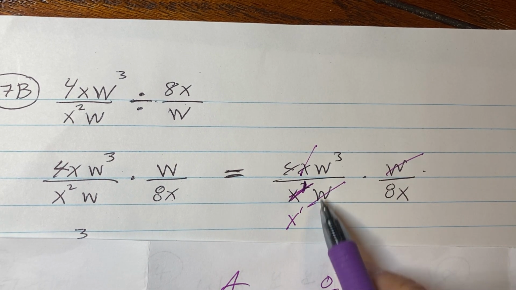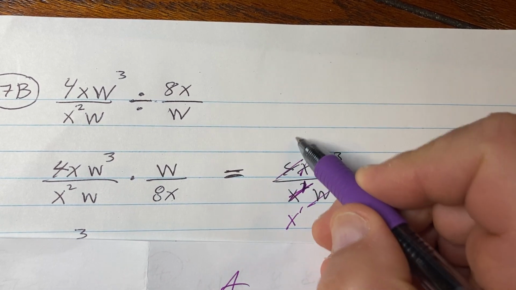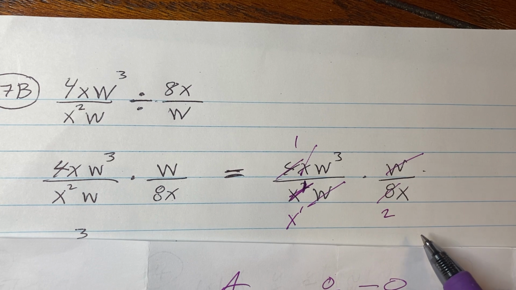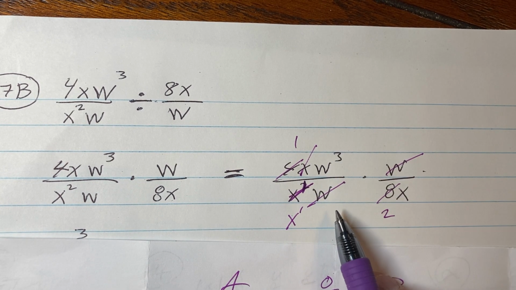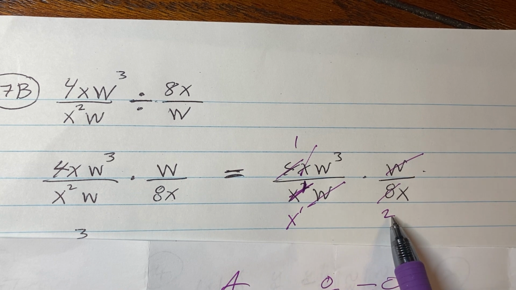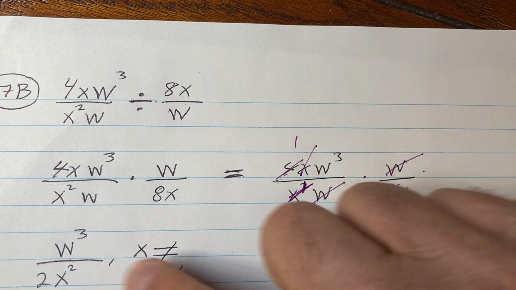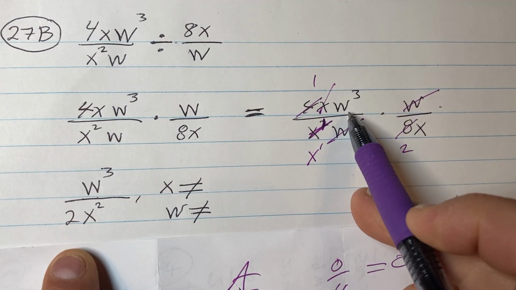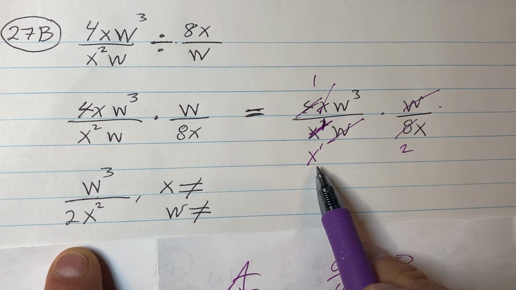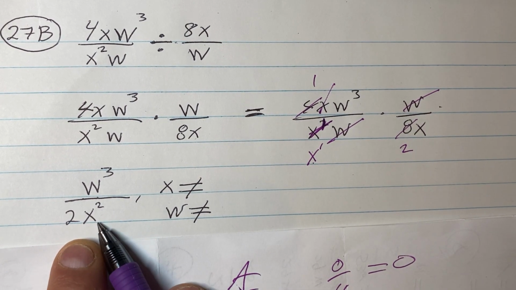Should we do anything else? No. Ooh, 4 and 8. 4 goes into 4 once, and 4 goes into 8 twice. So on the top we have a W to the third. On the bottom we have a 2, and an X and an X, which becomes X squared.